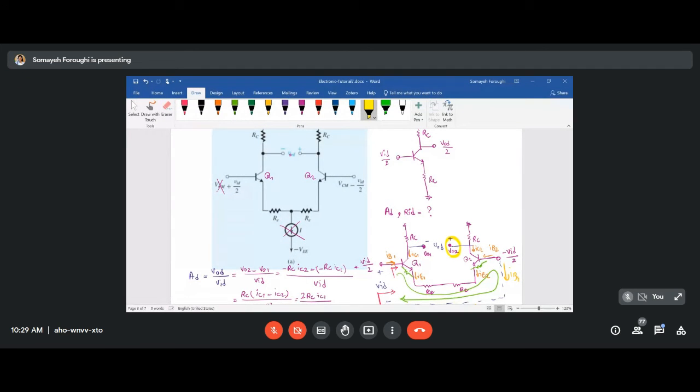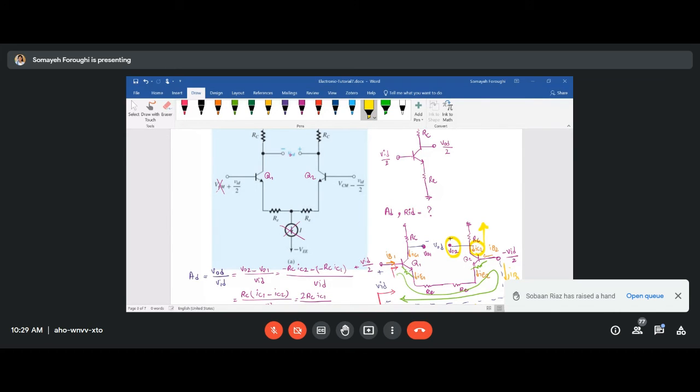Okay, for finding the voltage of VO2, there should be a current passing through the RC to the lower potential, which is the ground. Then that current is in the opposite direction of IC2. That negative comes from here. Okay. Yeah, no, that makes more sense.